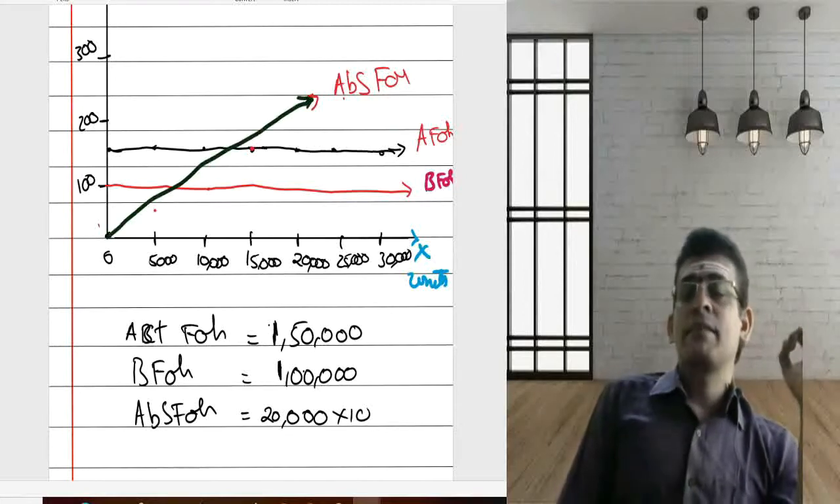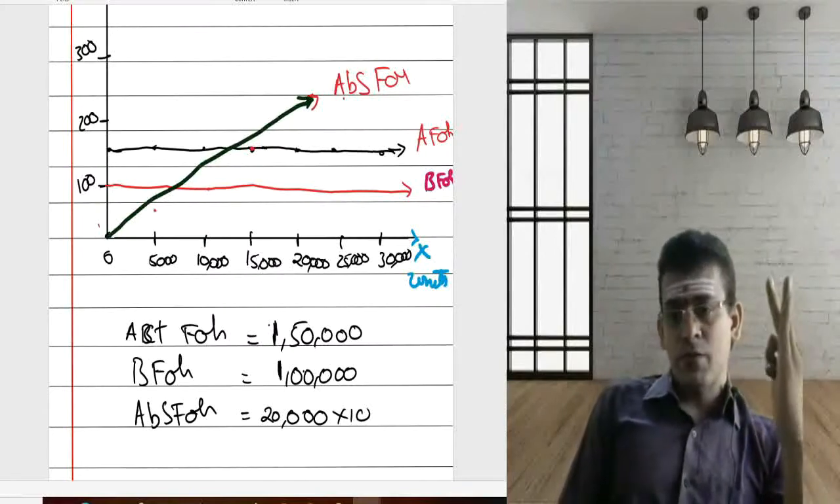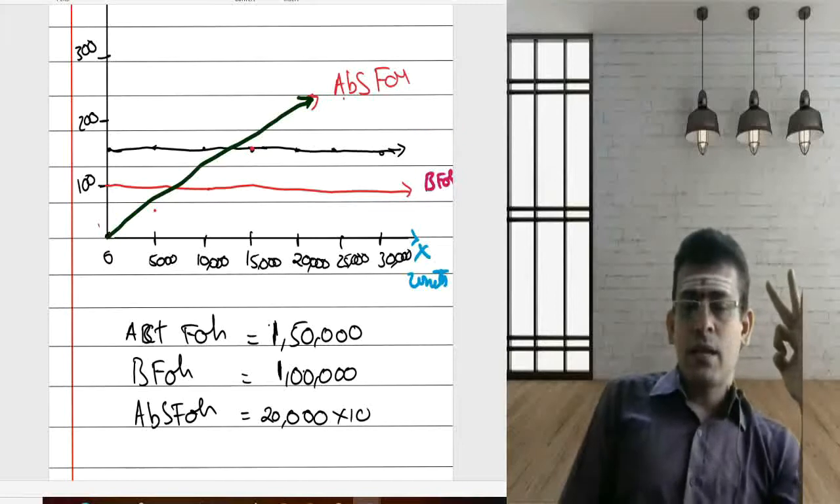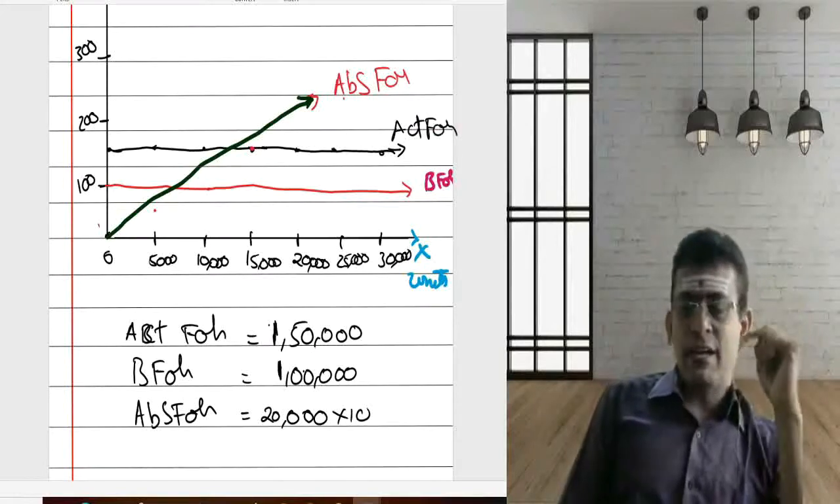Okay, we are having 3 lines. One line is nothing but your observed fixed overhead. The other line is nothing but your actual fixed overheads. The other line is nothing but your budgeted fixed overhead. So actual, observed, budgeted. So 3 different lines are there.